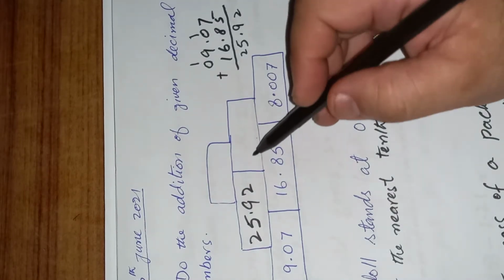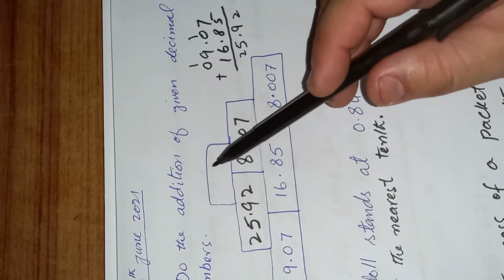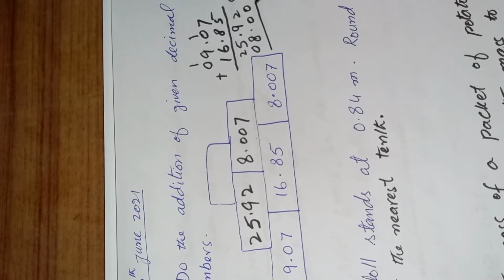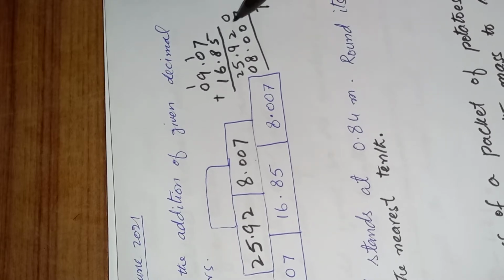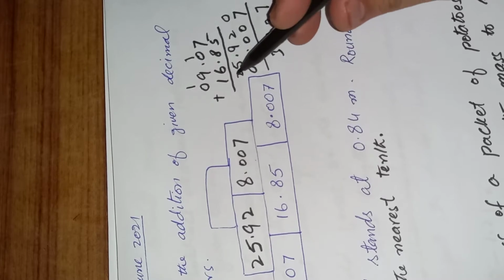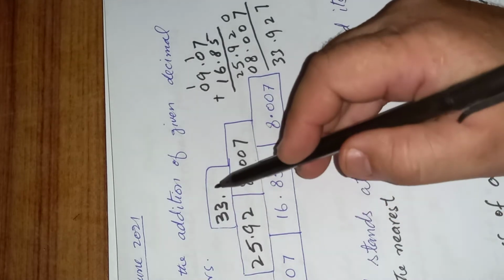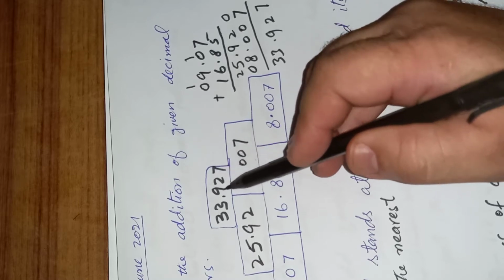And now this, as it is, comes to the upper. Now we have to add these two and write their answer at the top, and it is 8.007. Here you can see this digit is missing, for which we will write 0, and here as well 0. Now we have to add these. 7, this 2, 9, 13, 3, 1 carry, 2 plus 1, 3. So the result is 33.927. After the decimal you have to count it separately, 927, not 927.